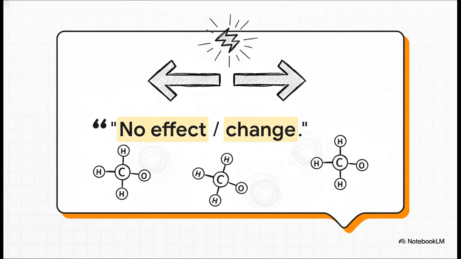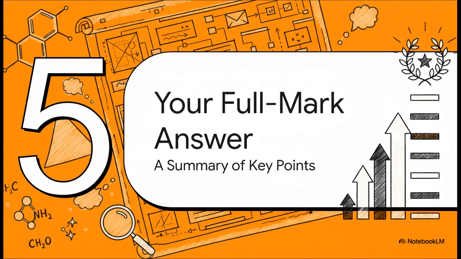You see, a catalyst speeds up the forward reaction and the reverse reaction by exactly the same amount. It helps you get to equilibrium much, much faster, but it doesn't actually change where that equilibrium is. You don't get any more methanol in the end. It's a simple fact that grabs you that final crucial mark. And that's it. We've deconstructed all 12 marks.